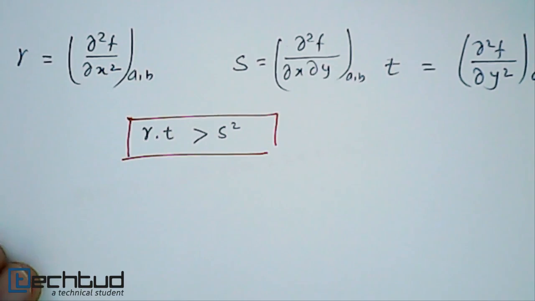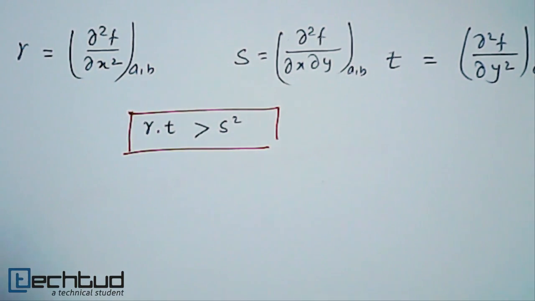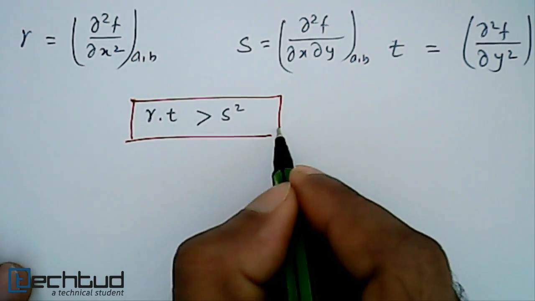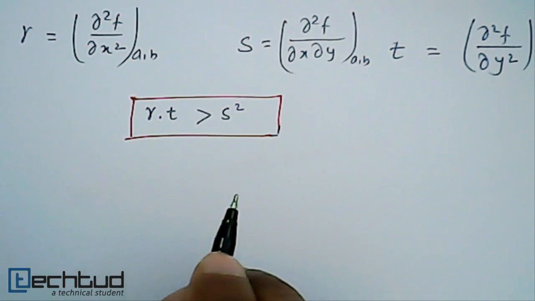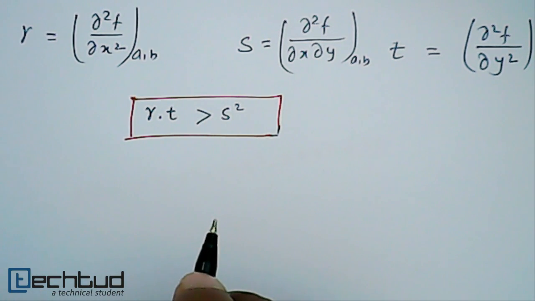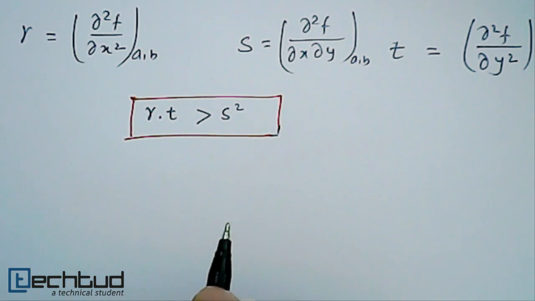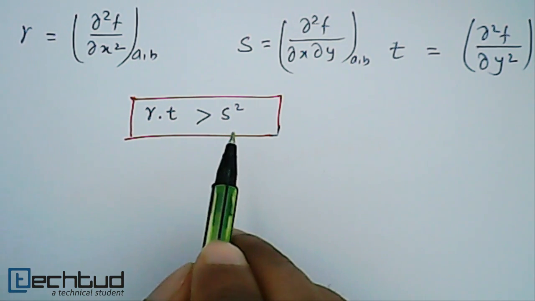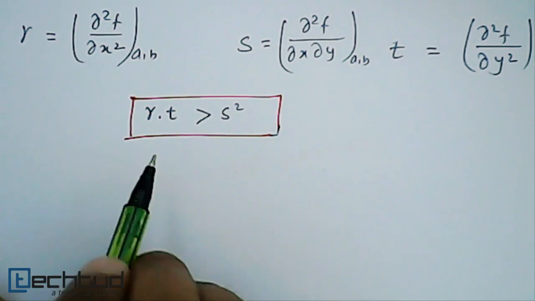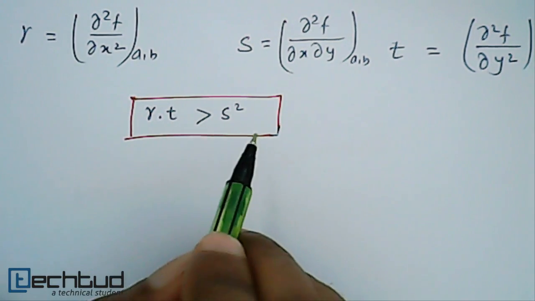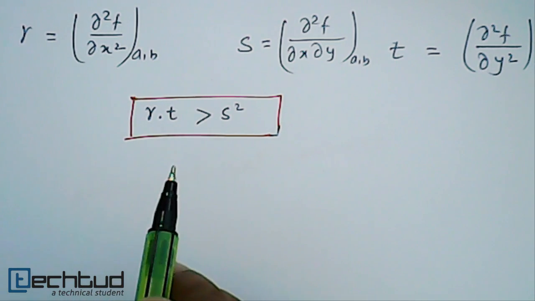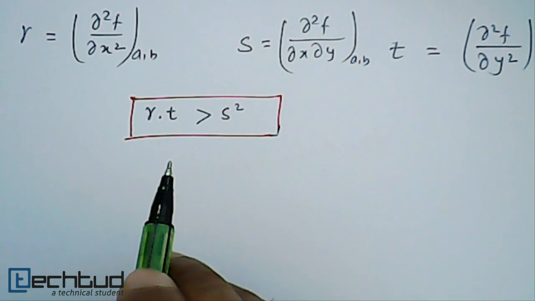We will check whether r into t is greater than s square, and if yes, then only there will be a maxima or minima at this point. So there are two conditions. If r into t is greater than s square, then maxima or minima will hold here, otherwise there is no maxima or minima possible here.